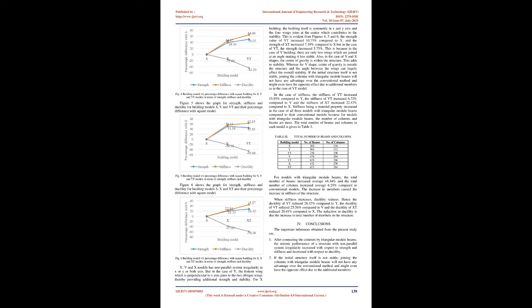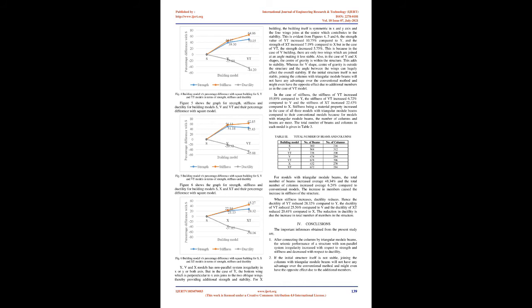For X building, the building itself is symmetric in X and Y axis and the 4 wings joins at the center which contributes to the stability. This is evident from figures 4, 5, and 6. The strength value of YT increased 10.75% compared to Y, and the strength of XT increased 7.19% compared to X, but in the case of VT, the strength decreased 5.75%.